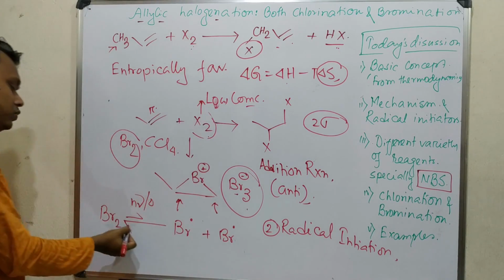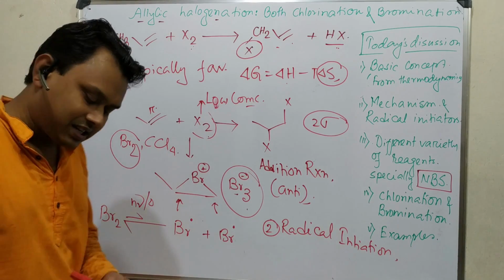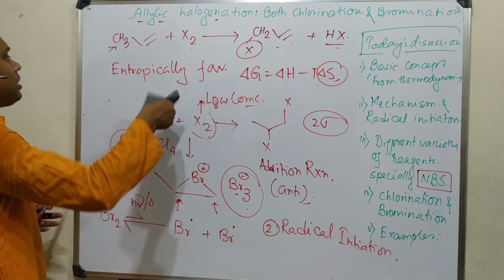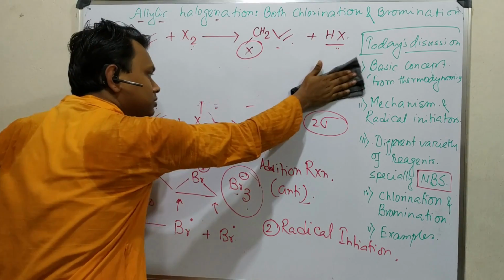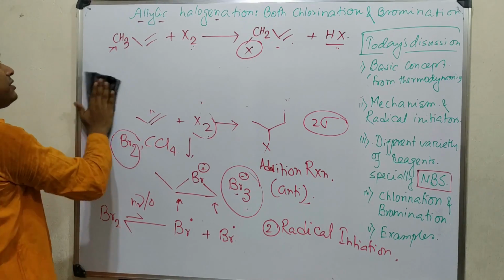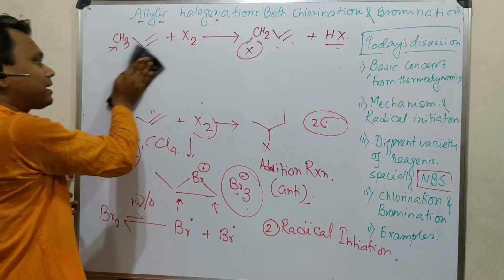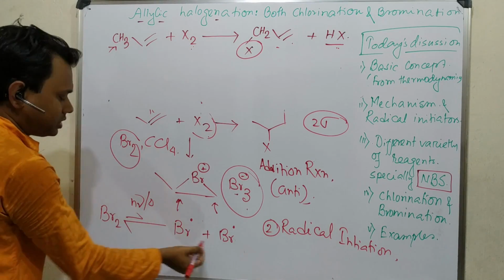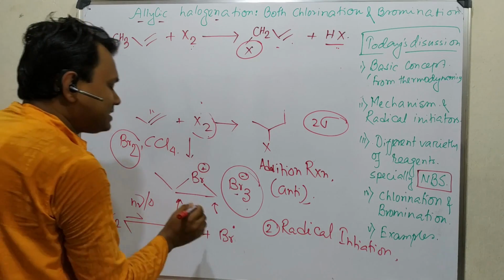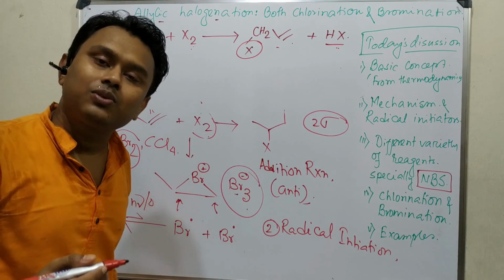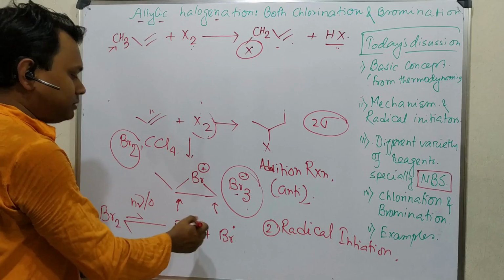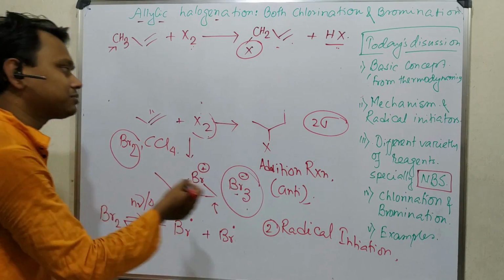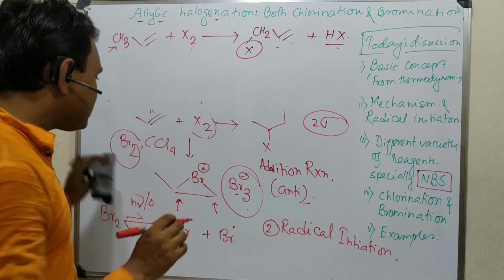Why have I given the equilibrium on the left side? Because radicals are reactive species. They don't like to remain in radical form. They want to react, and the most probable chance for reaction is their combination to produce this. That's why. But since they are more reactive species, they undergo reaction very easily, means they undergo reaction with some substrate producing this. So this is mainly the background.